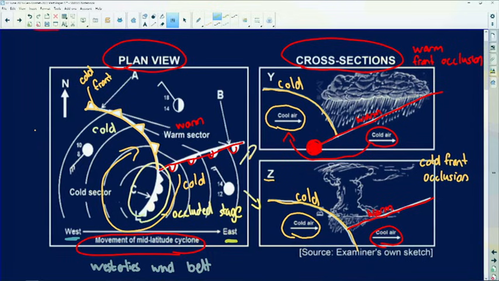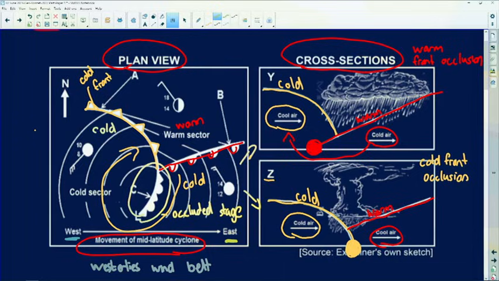And what happens over here? The cold front attaches itself to the surface. Right? Once again, coldest air closest to the surface. Why is it the cold front occlusion? The cold front attaches itself to the surface. Upliftment is taking place in this occlusion stage. The air behind the cold front is colder than the air in front of the warm front.